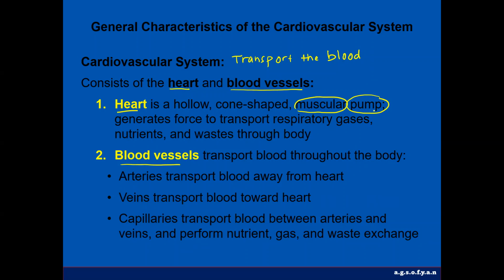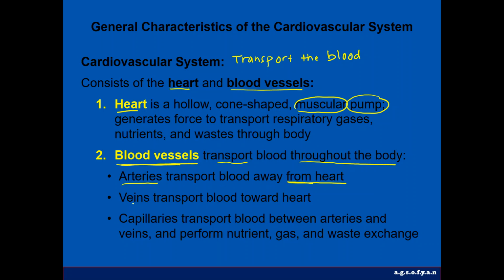The blood that is pumped by the heart will go to the blood vessels, and the blood vessels will transport the blood throughout our body. The blood vessel consists of three main types. The first one is called the arteries. This is the blood vessel that carries blood from the heart. So arteries carry blood from the heart.